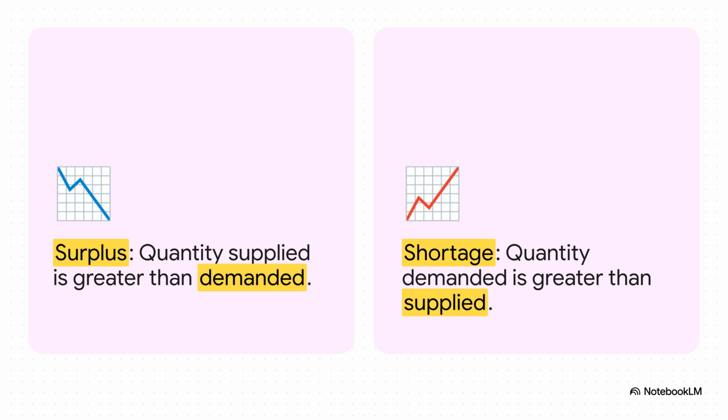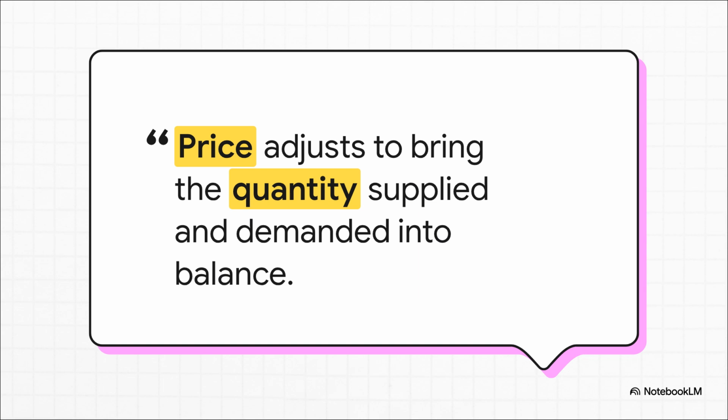That creates a shortage. However, because you've got desperate buyers waving cash around, sellers quickly realize they can bump up the price. In a free market, these imbalances are totally temporary. Which actually brings us to this incredibly powerful quote that basically sums up the entire law of supply and demand. The price of any good adjusts to bring the quantity supplied and the quantity demanded of that good into balance. You see, markets are beautifully self-correcting.